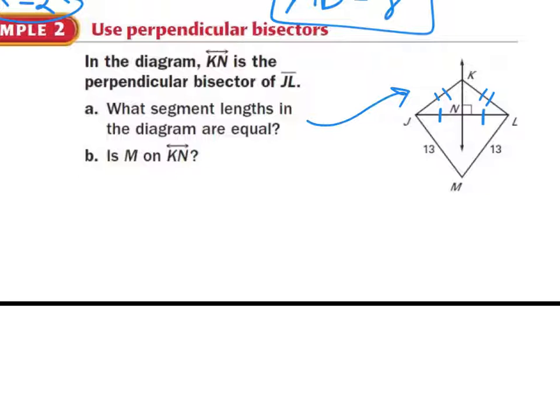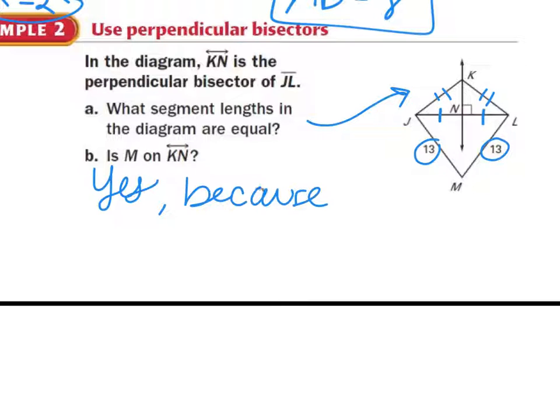Brennan, what do you think? Is M on KN? How do you know? You get points J and L. J is 13 and L is 13. So equidistant, and so you can say is on perpendicular bisector. Good. So that's using the converse. So yes, and you need to explain because M is equidistant from J and L.